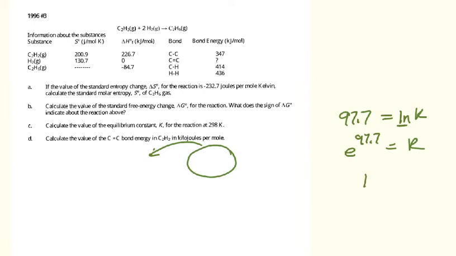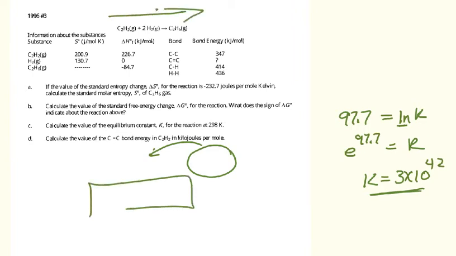And the equilibrium constant turns out to be 3 times 10 to the 42nd. So extremely large equilibrium constant. This is a reaction that goes far towards the products, which we probably could have predicted by the size of this delta G.